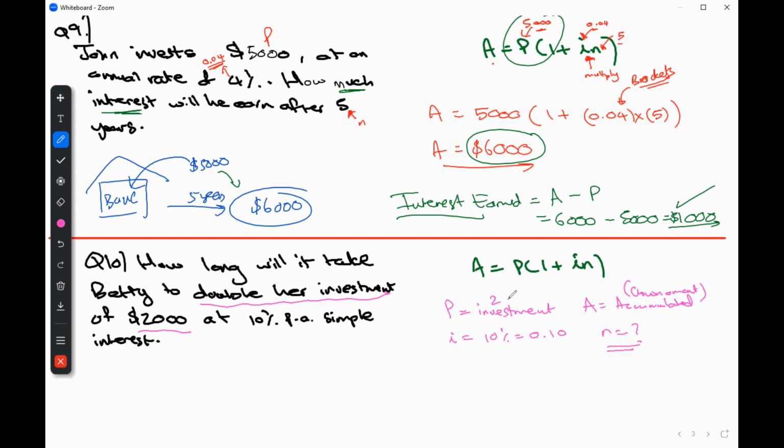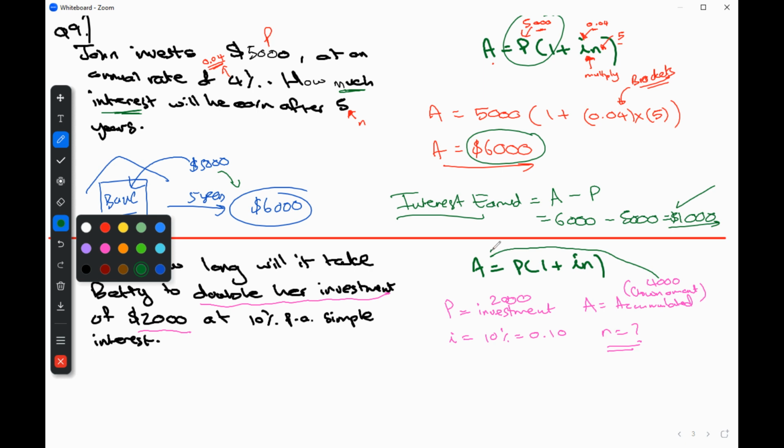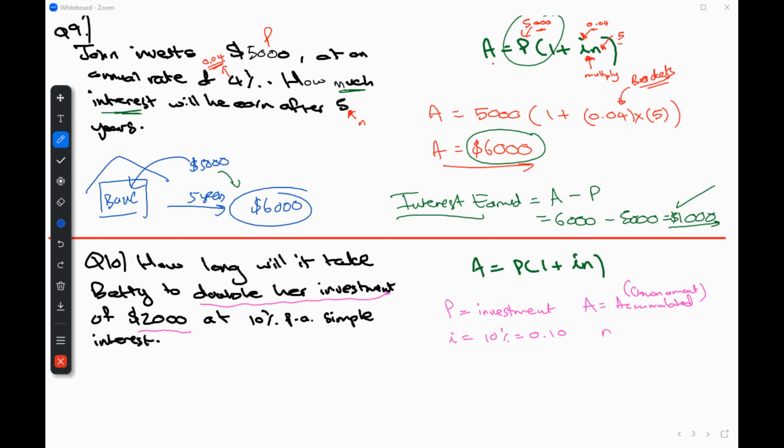The investment here is 2,000, and we wanted to double to 4,000. And so there we go. And so that's what we have. So the 4,000 goes there, 2,000 goes there, 10% goes there, and that's what we want to find, which is N for this. See if you can put that in there and put it on a calculator again. Try it.